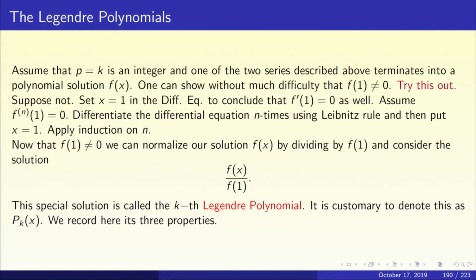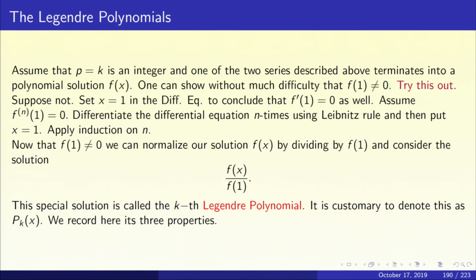So I have completely walked you through this proof that when you have a polynomial solution, that solution is not going to be 0 when you put in x equal to 1. You can take the polynomial solution, here I call it f of x, and we have seen that f of 1 is not 0, and so I can divide f of x by f of 1 and I get a normalized solution. This normalized solution, this special solution is called the kth Legendre polynomial, and it is customary to denote this by the symbol pk of x.